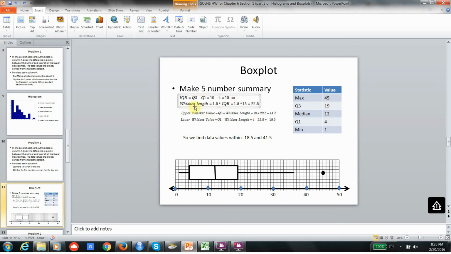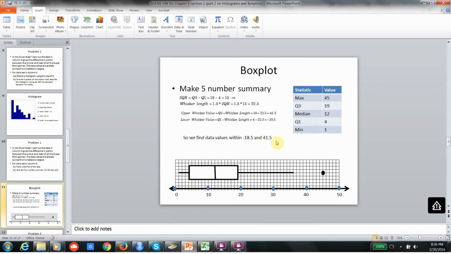Then I'm going to compute the whisker length, which is 1.5 times the IQR, and 1.5 times 15 is 22.5. Then I'm going to compute the upper whisker value, which is going to be the third quartile plus the whisker length. That's 41.5, which is up here. I compute the lower whisker value, sorry, which is Q1 minus the whisker length. It's minus 18.5.